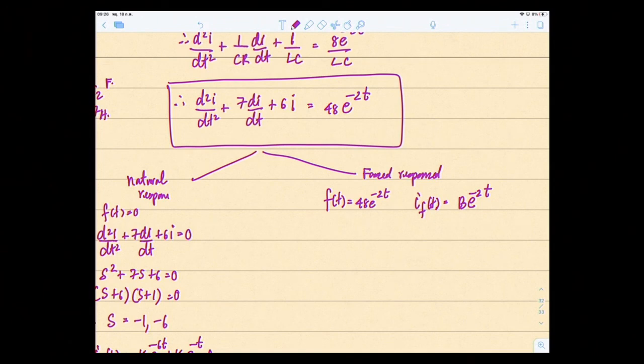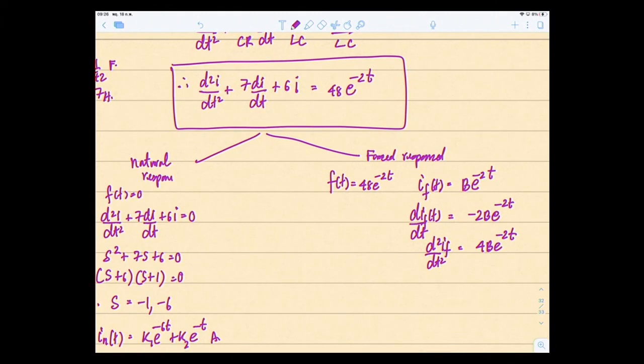Okay, so therefore di/dt is equal to minus 2b e to the minus 2t. I'm doing the differentiations because I'm going to substitute it back into the original equation. So d squared i/dt squared would be equal to 4b e to the minus 2t. So I will substitute all this back into the original equation right here.